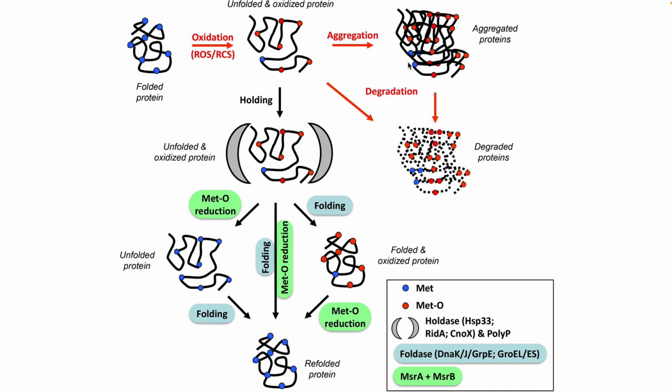And then once something aggregates, the goal is to get it degraded. But the unfolded protein response can take these oxidized proteins, and before aggregation, these molecular chaperones or holdases basically protect the oxidized proteins, so that other proteins such as foldases and MSR proteins can refold the protein back to its normal state.